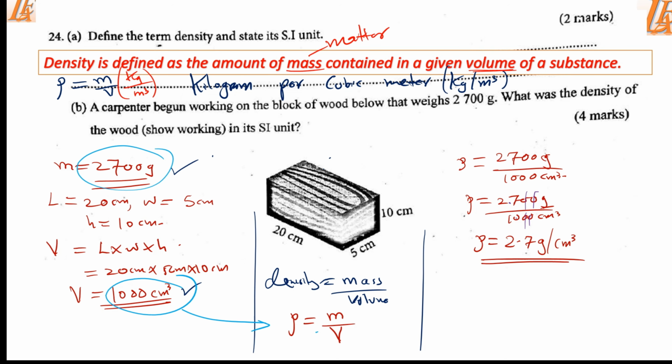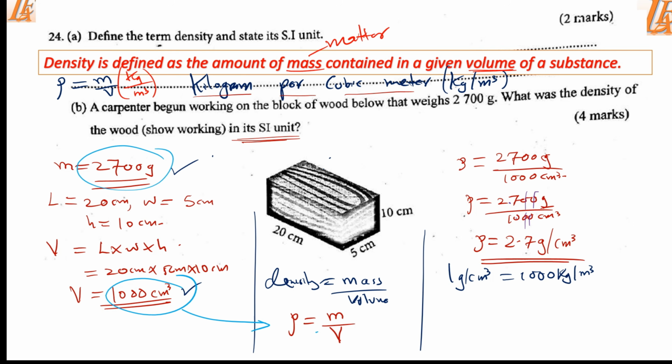But now the question is, you calculate in SI unit, and the SI unit we have said is kilogram per cubic meter. So now we have density in grams per cubic centimeter. Then we have to convert these grams per cubic centimeter to kilogram per cubic meter, and we use this simple relationship: 1 gram per cubic centimeter is equal to 1000 kilogram per cubic meter.